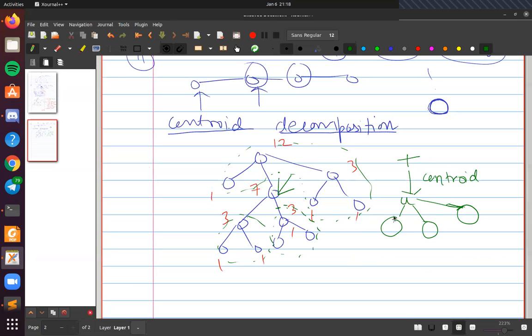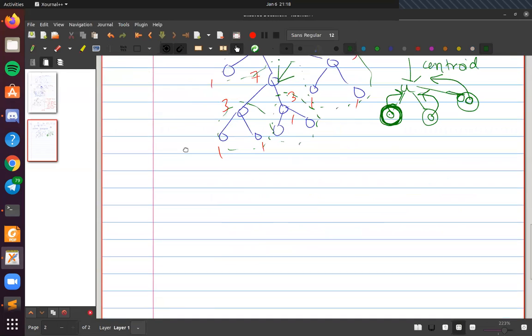Now, for each of these subtrees, you again do the same. You find the centroid, and let's say this is the centroid. The centroid can be a different node, which is the connecting node, and you connect this to this, and repeat this. So I will show the example.